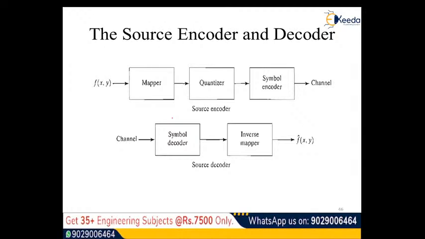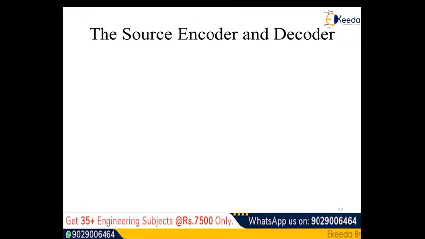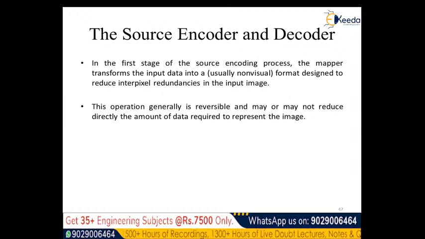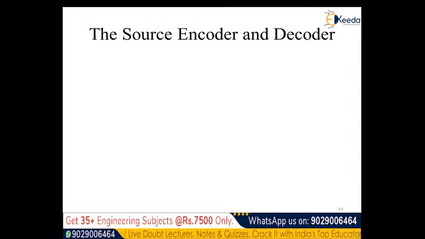As you see in figure A, the upper figure, the first stage of the source encoding process, the mapper, transforms the input data into a format designed to reduce the interpixel redundancies of the input image. This operation is generally reversible and may or may not directly reduce the amount of data required to represent the image. For example, we have run length coding for the mapping purpose that directly results in data compression in this initial stage of the source encoder.